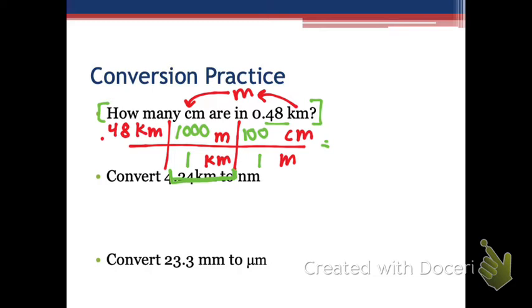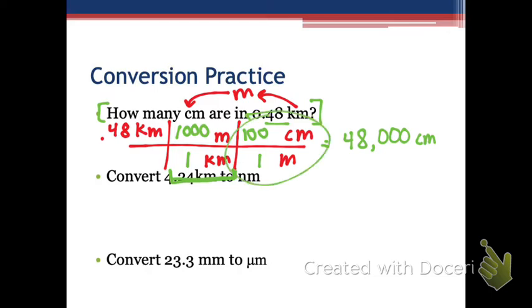500 over a lap on the track, right? That's what we're thinking about here, 500 meters roughly. So we should have a lot of centimeters in there, okay? So I'm going to go 0.48 times 1,000 times 100, and I get 48,000 centimeters.